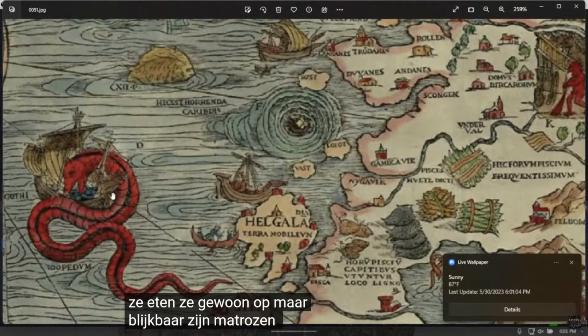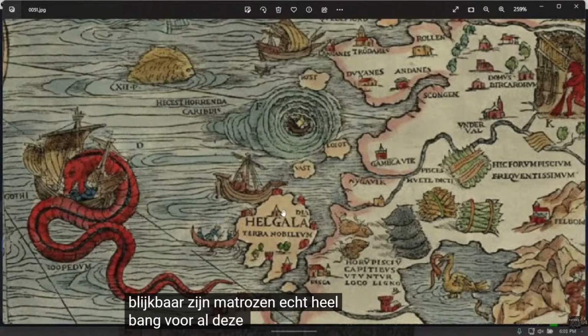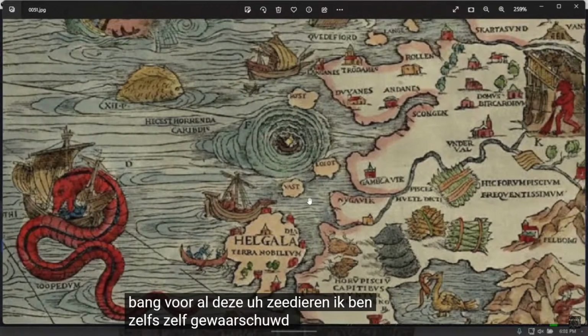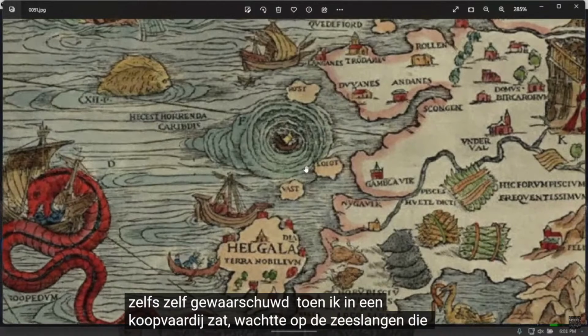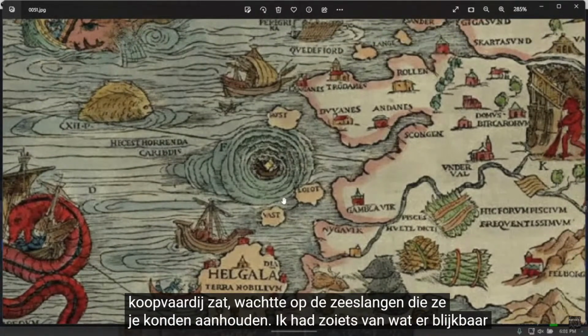And apparently sailors are really, really scared of all these sea creatures. I even got warned myself when I was in the merchant navy: watch for the sea snakes. They can pull you over. I was like, what? Really?